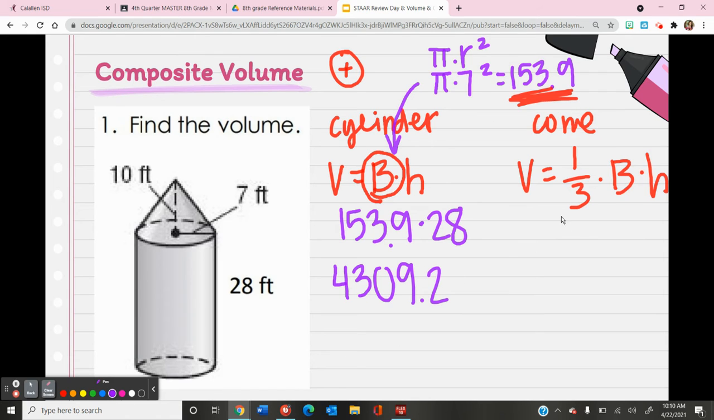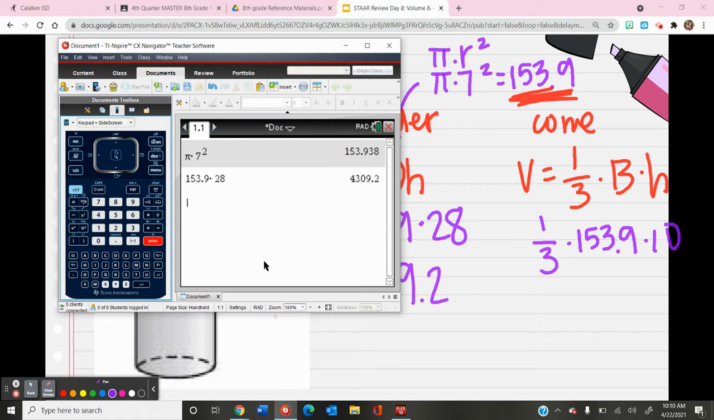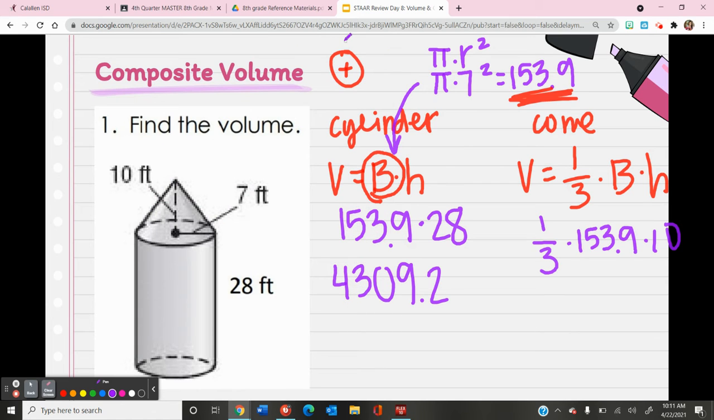So this becomes 1/3 times the area of our base was 153.9 times the height of our cone, which is from the peak of our cone to the center of our base. So that's going to be 10. So now all I have to do is plug that in. So I have control divide 1/3 times 153.9 times 10. When I press enter, here I get 513. So the volume of my cone was 513.